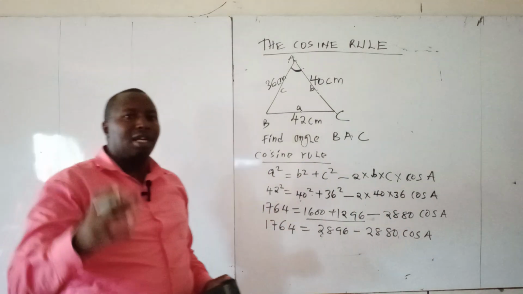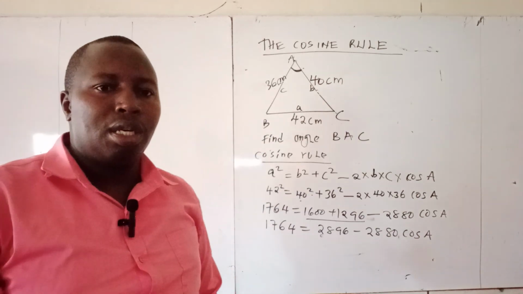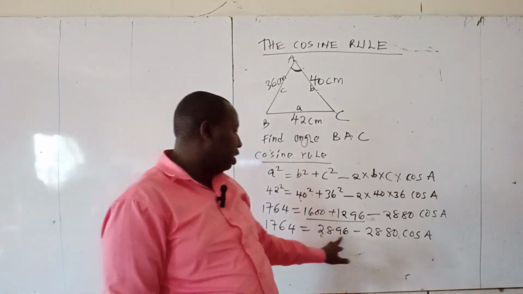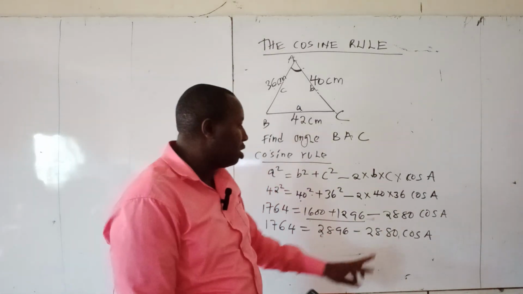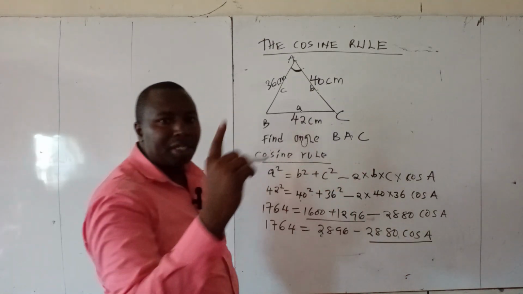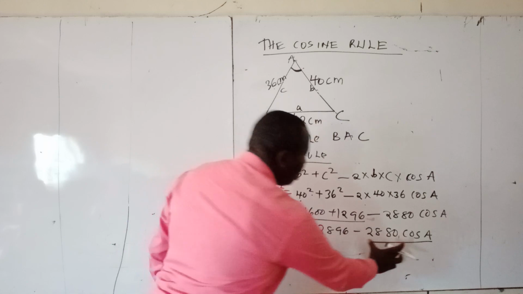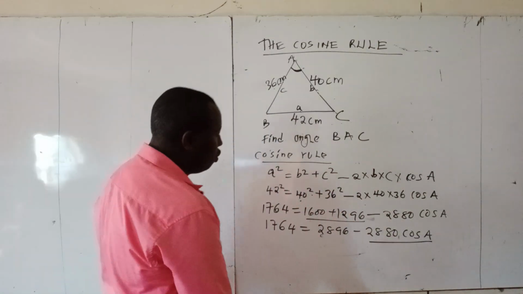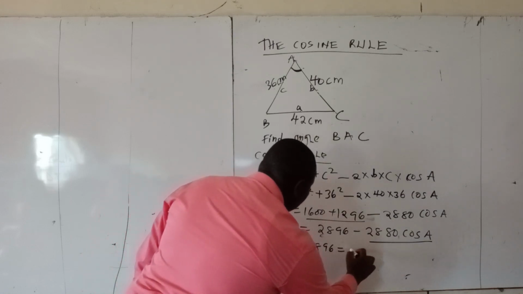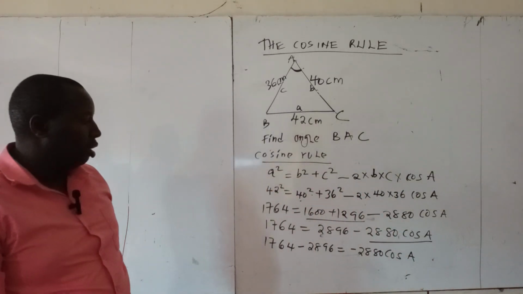I want to outline a mistake that students make while solving this question on the cosine rule. Once they reach this step, they subtract 2896 minus 2880, which is wrong because 2880 cos A is one part, so you cannot subtract these. You leave this part as minus 2880 cos A. You bring 2896 to this side. You say 1764 minus 2896 is equal to minus 2880 cos A. You leave it like that.